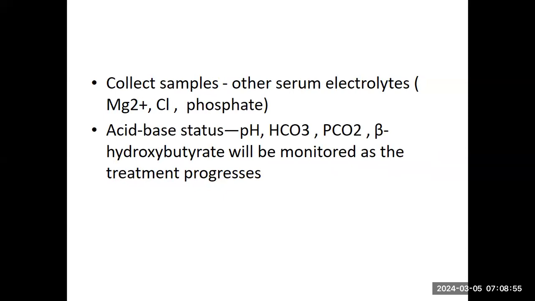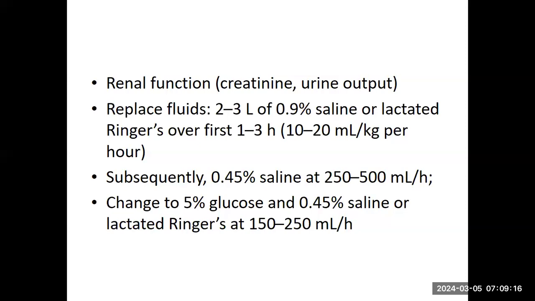Samples should be collected for other electrolytes, where the kidneys can be done, magnesium and all that, phosphate and chloride. Then it's important to monitor the acid-base status to be able to know the changes, the pH, bicarbonates, and all that. Beta-hydroxybutyric acid will be monitored as the treatment progresses. It's important that renal function is determined initially and subsequently monitored serially.